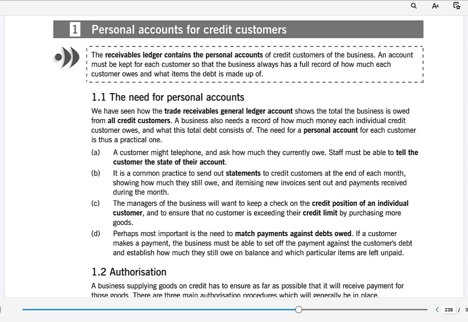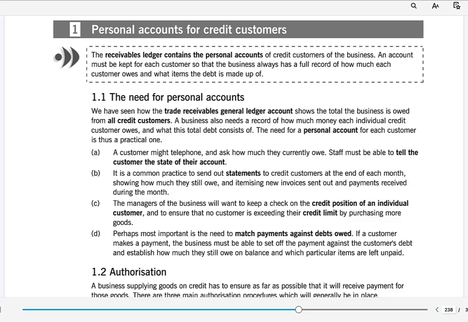Invoice makes the customer balance go up. Credit note makes the customer balance go down. Receipt makes the customer balance go down. Why we need a separate personal account for each credit customer. This is the main purpose of Lesson 1, and you should learn it as common sense, not as memorization.